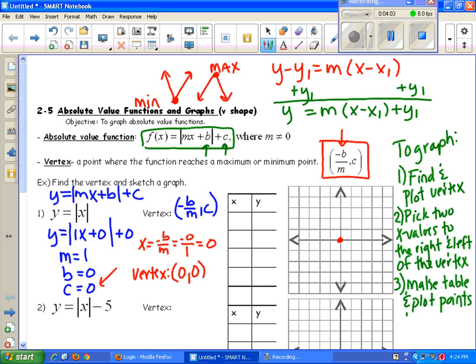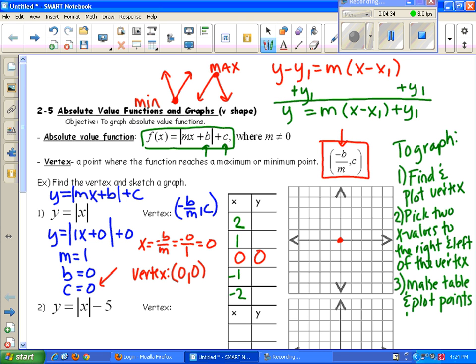After that, I'm going to pick two x values to the right and left of the vertex. I'm going to put my vertex on my t-table over here in the middle. Something to the right of my vertex would be the x-coordinates 1 and 2. Something to the left would be negative 1 and negative 2. Now, do you have to pick values that are right next to your vertex? No, I could have picked 2 and 3 or 1 and 3 and vice versa for the negative side, but I usually like to stick close to my vertex.